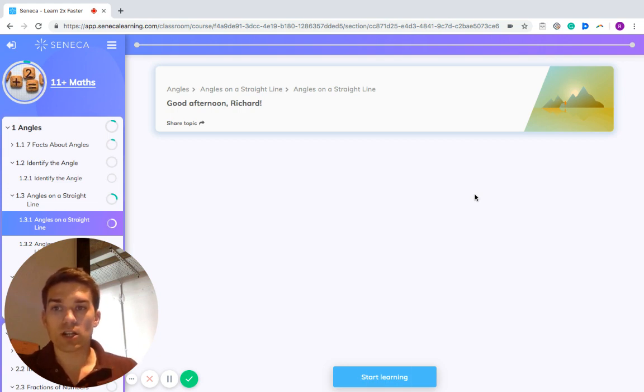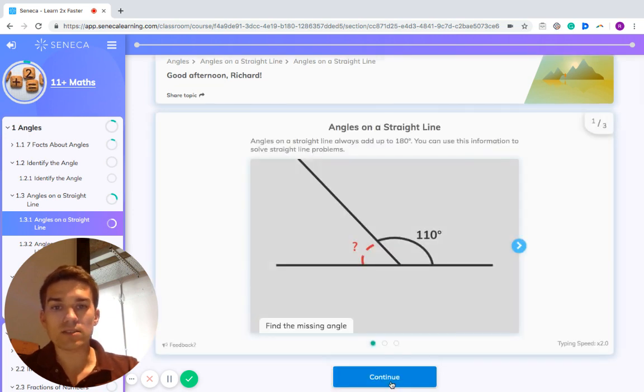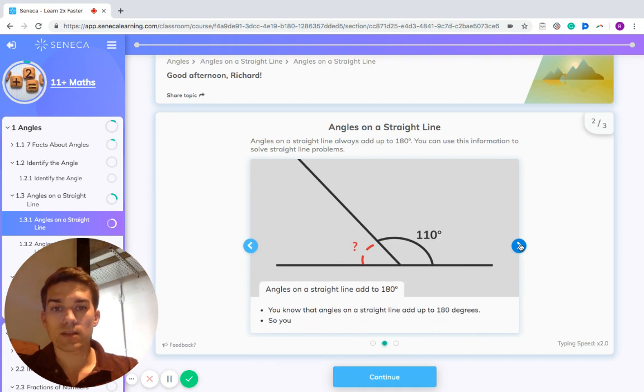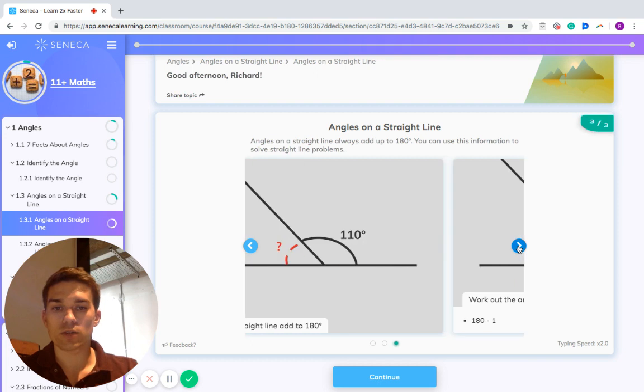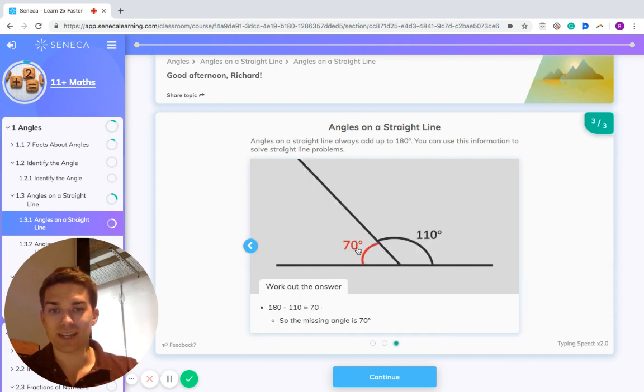So in this episode, we're going to look through a few topics from the 11 plus maths that you need to know. We're going to start with angles on a straight line. You need to know that angles on a straight line always add up to 180 degrees, and you can use this information to solve straight line problems. For example, here we've got an angle of 110, and an angle that's made by going into a straight line. To find that missing angle, we just need to do 180 take away 110, which gives us 70 as our final answer. That's the missing angle.